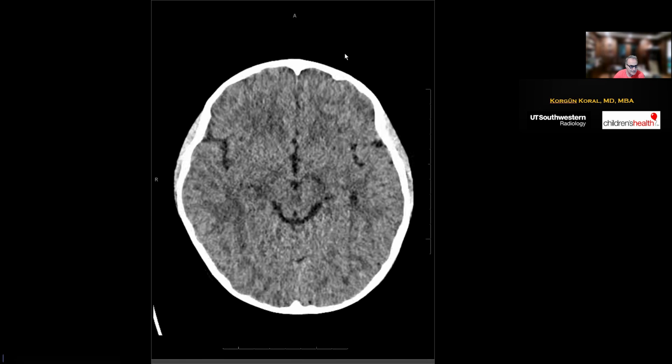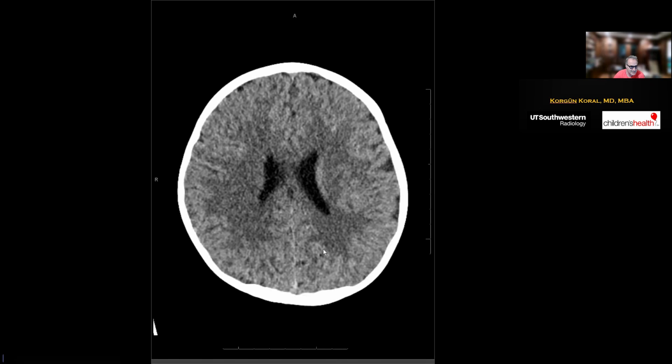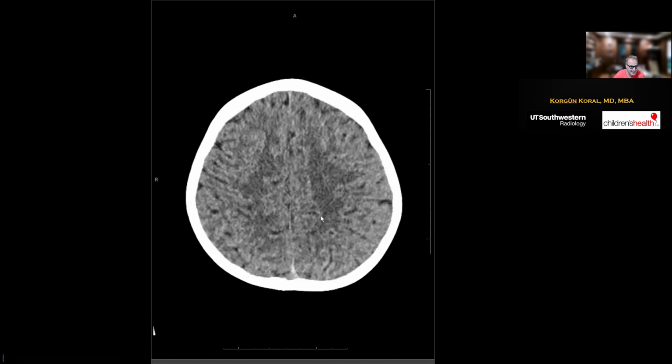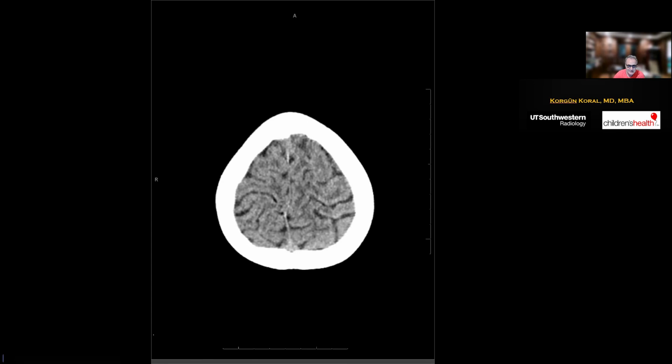And this child had a comparison study from 2 weeks earlier, which showed the expected density of the sinuses, which were normal in caliber, so there had been a change. So a dural sinus thrombosis is suspected. We usually don't give contrast to confirm diagnosis. We do MR right away, but this was after hours, and the clinicians felt that we should confirm diagnosis before we do an MR.